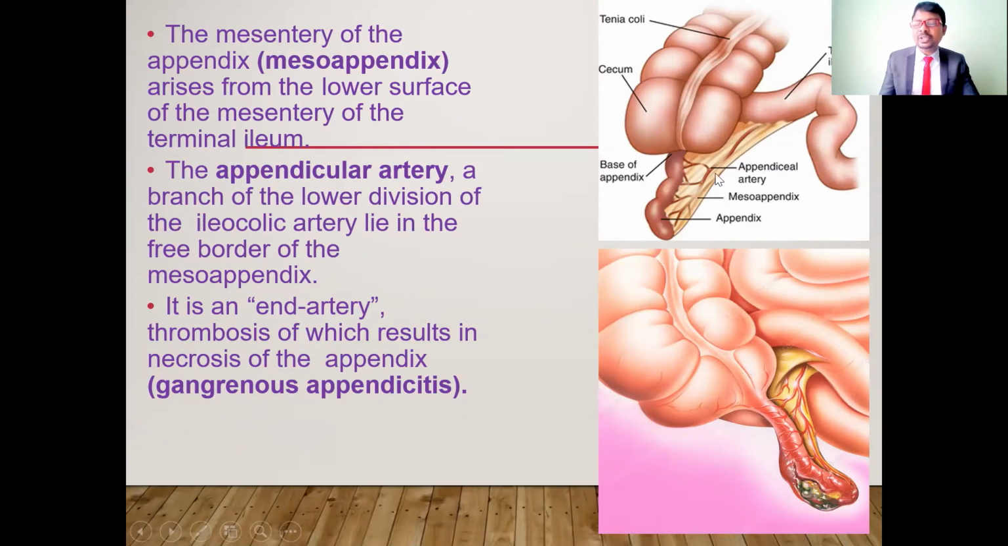Because of thrombosis, any blockage or occlusion of these blood vessels may decrease the blood circulation to the appendix. Because of the decreased blood circulation, it will give necrosis and also gangrene. So it leads to gangrenous appendicitis, and the gangrene appearance will be seen in the appendix.